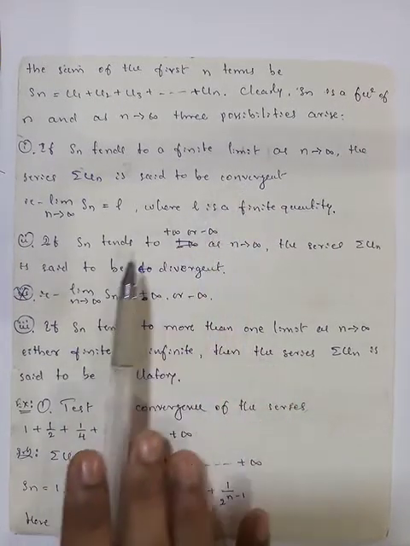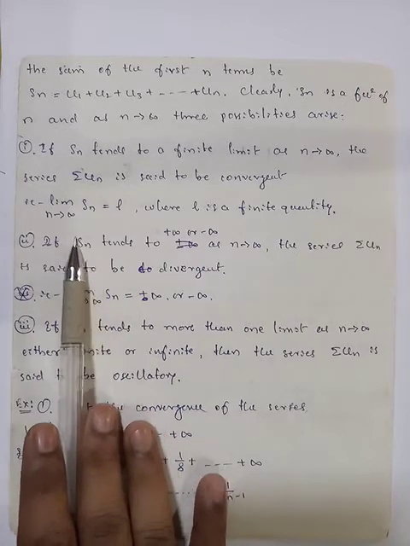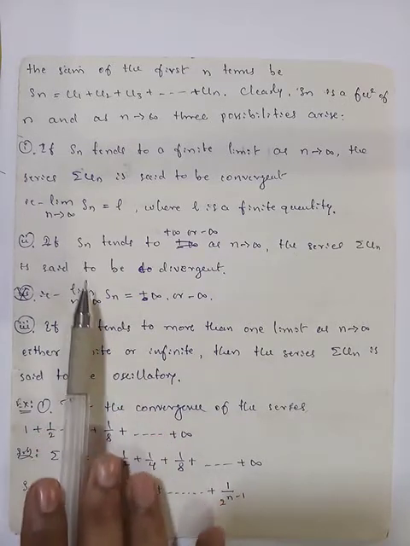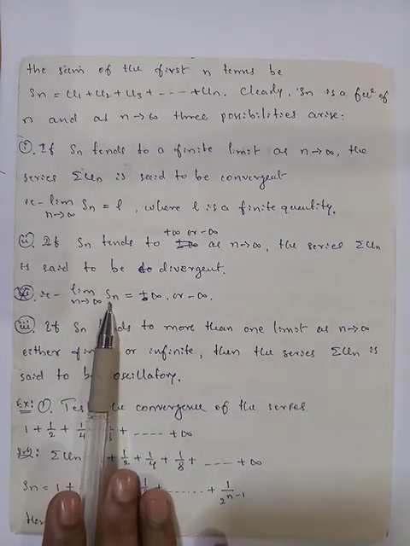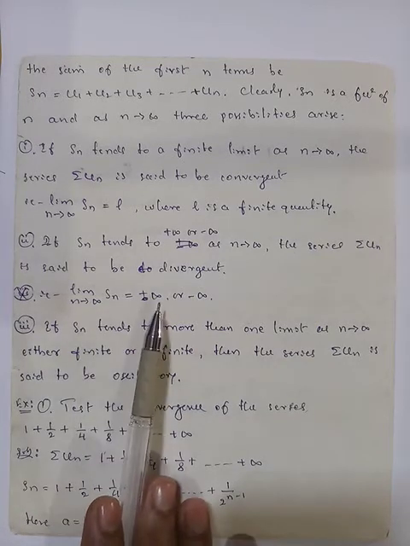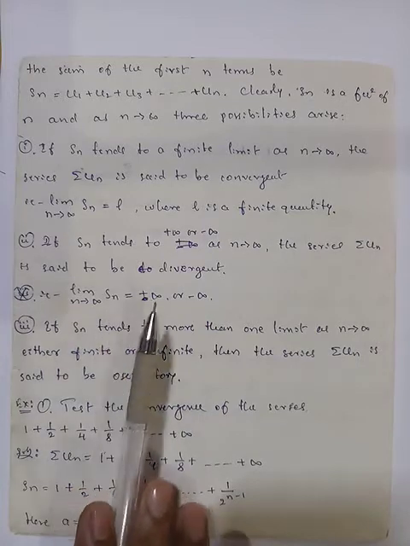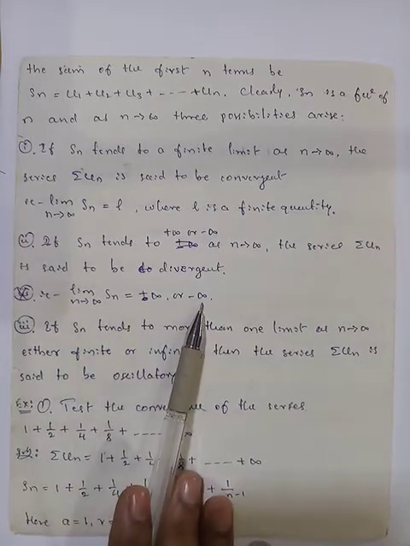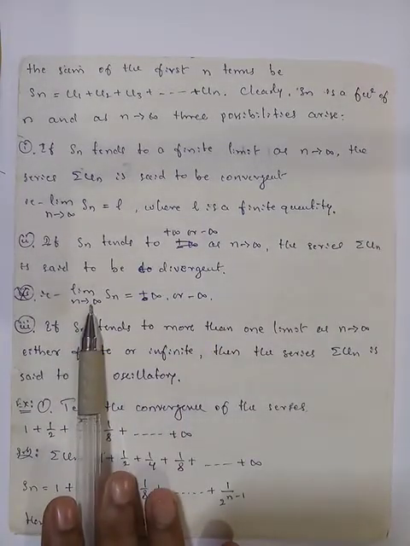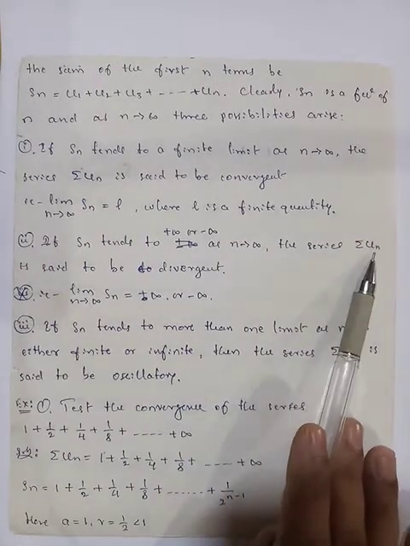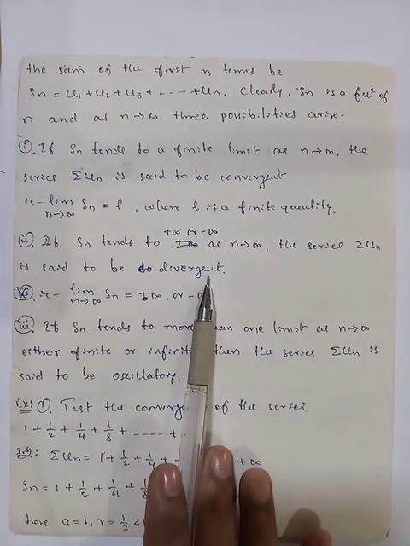Suppose when we substitute n equal to infinity in the function of n, we get plus infinity or minus infinity, that is, the value of Sn is plus infinity or minus infinity when we substitute n equal to infinity, then the series is called divergent.